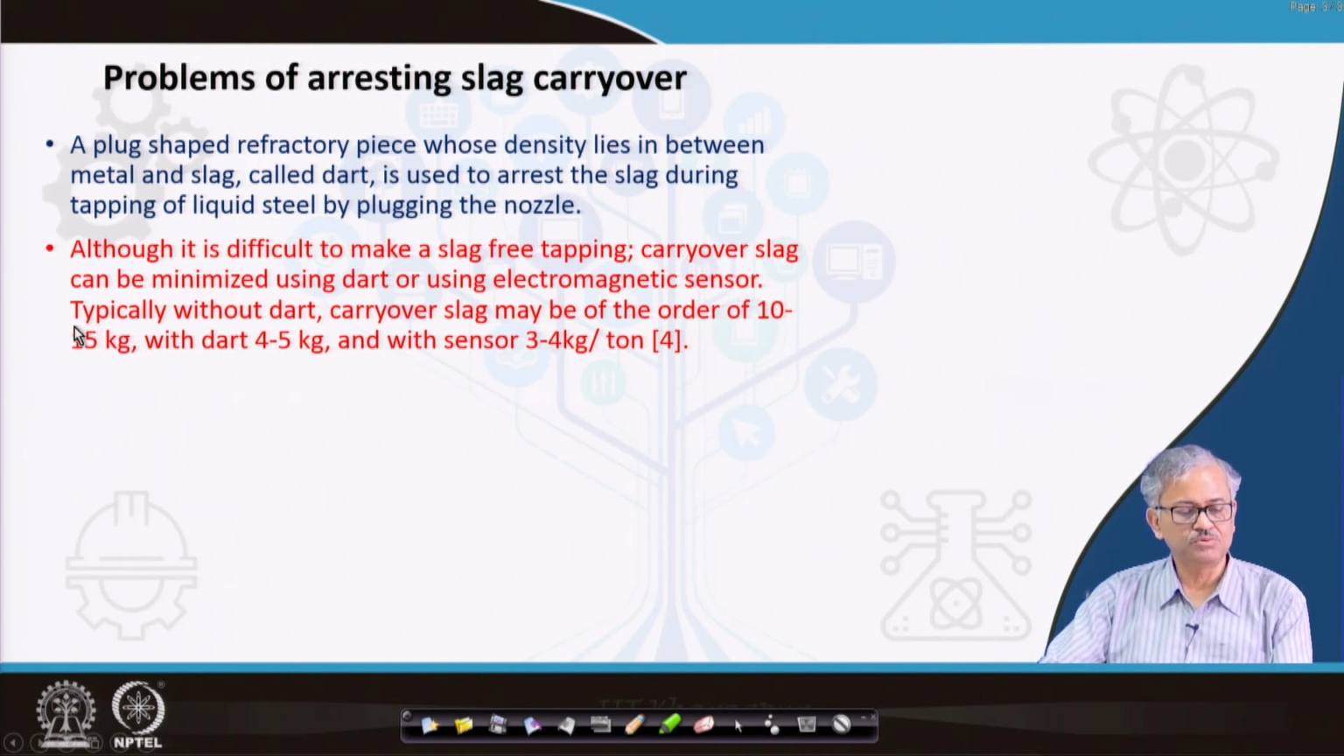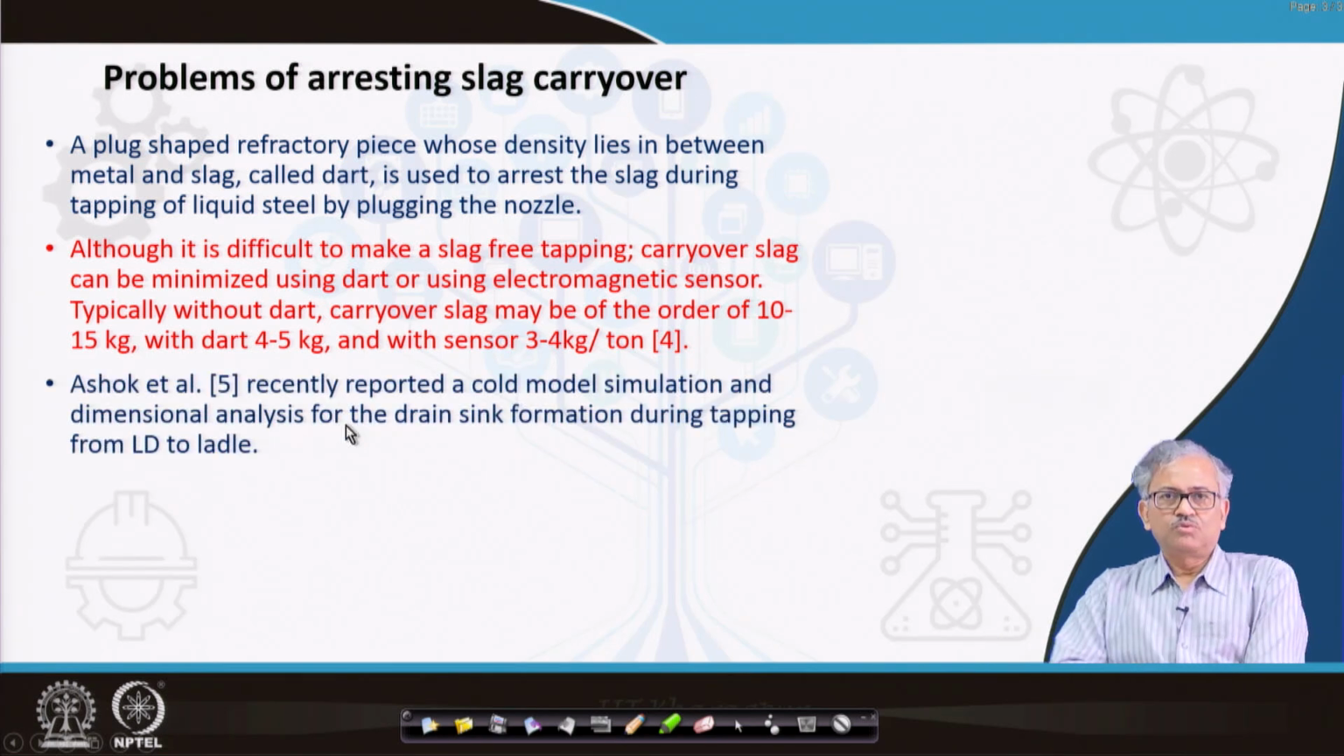Typically, I am just giving some values. Without a dart, the carryover slag can be of the order of 10 to 15 kg per ton of steel. But if you use a dart, then it can be reduced to 4 to 5, a significant decrease, around 3 times lower. And if you use the electromagnetic sensor, then it can be 3 to 4 kg only, and you can lower it further. But in spite of everything, 3 to 4 kg of slag will come along with the metal.